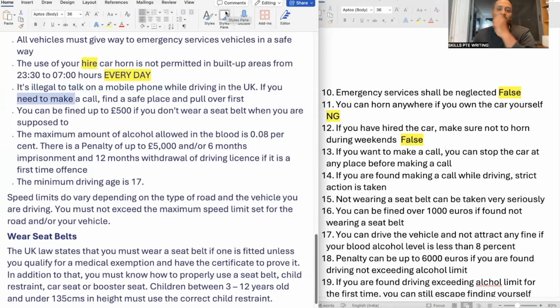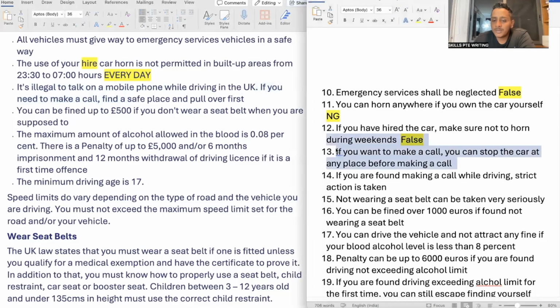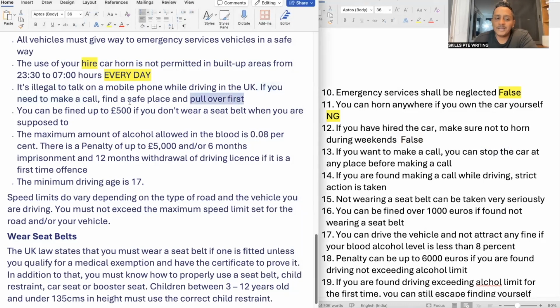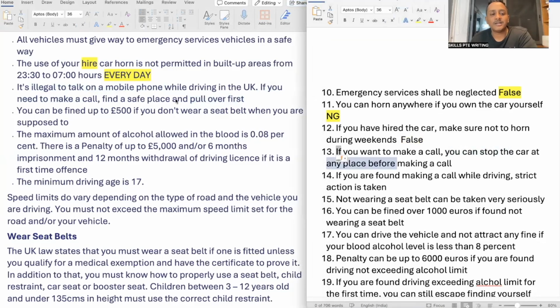This is called a vocabulary matching technique. Word by word, you need to watch. Very good, Diksha. Sharon, wrong. Word by word, you match. If you want to make a call, if you need to make a call, matching. You can stop the car, find a safe place and pull over first. You can stop the car means pull over at any place.